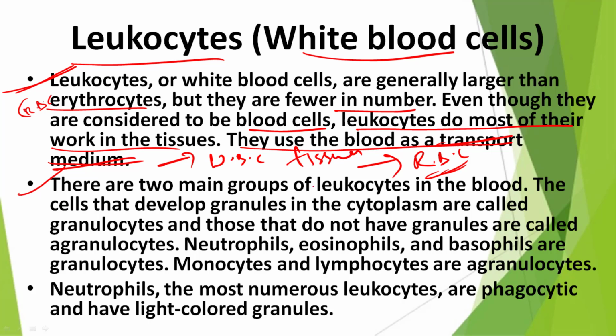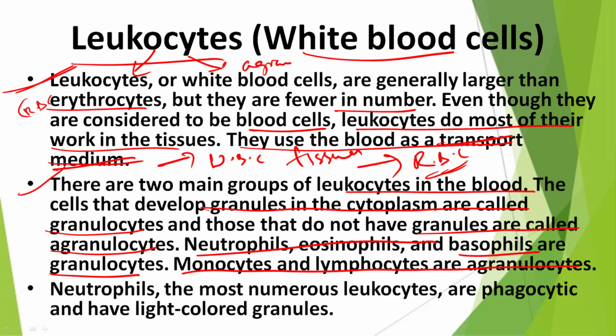There are two main groups of leukocytes in the blood. The cells that develop granules in the cytoplasm are called granulocytes, and those that do not have granules are called agranulocytes. Neutrophils, eosinophils and basophils are granulocytes. Monocytes and lymphocytes are agranulocytes.